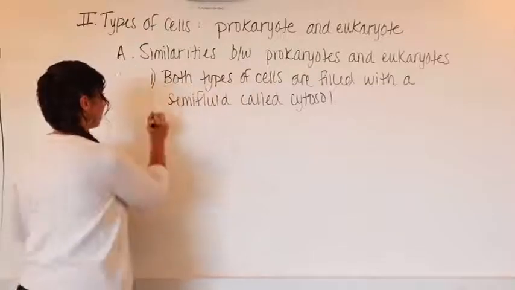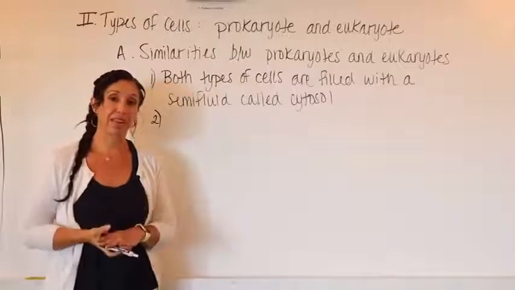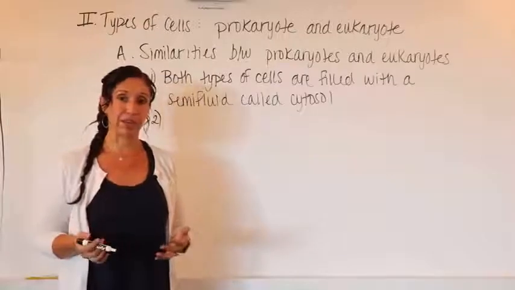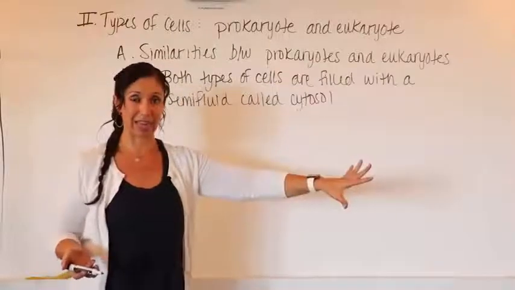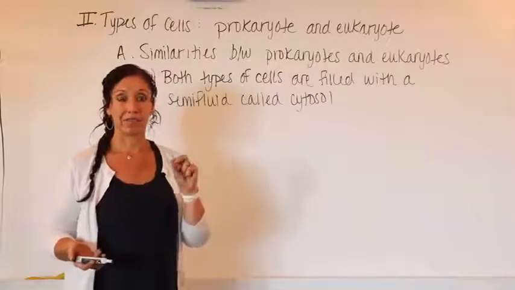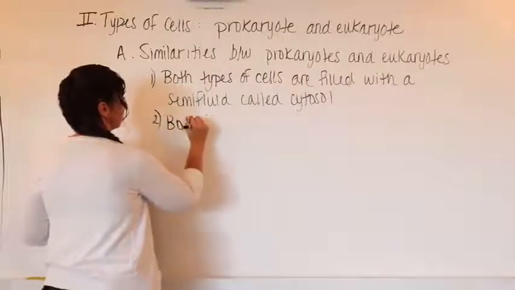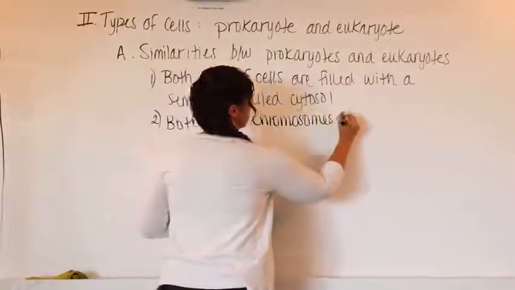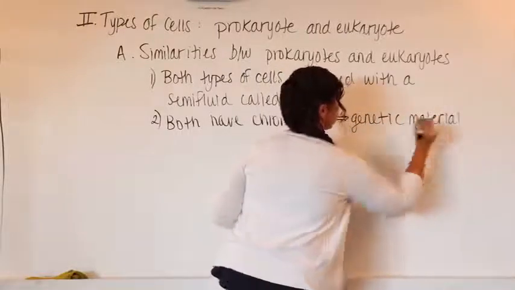Okay. The other similarity between prokaryotes and eukaryotes is that both types of cells contain chromosomes. And what chromosomes are, this is the genetic material within each cell. And in all cases, it's DNA. So remember back when we learned about nucleic acids and we had two types of nucleic acids, DNA and RNA? All living things have DNA as our genetic material. So both have chromosomes, which is the genetic material made of DNA.